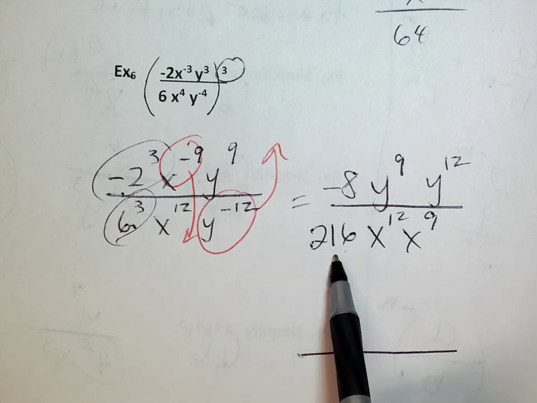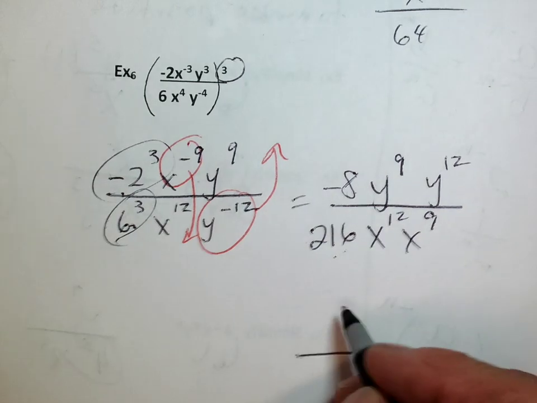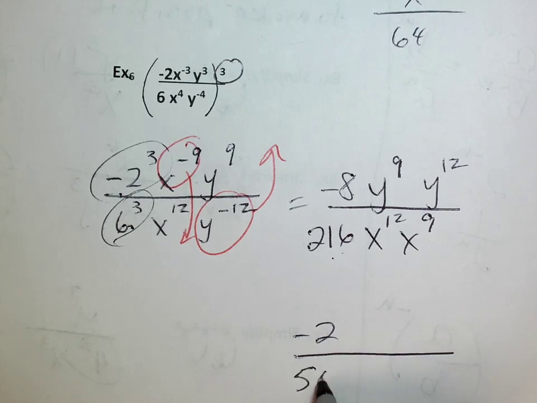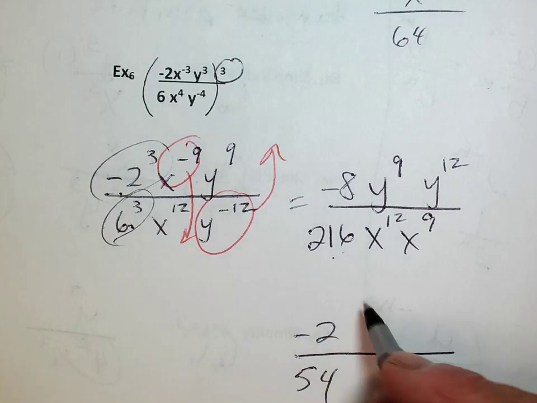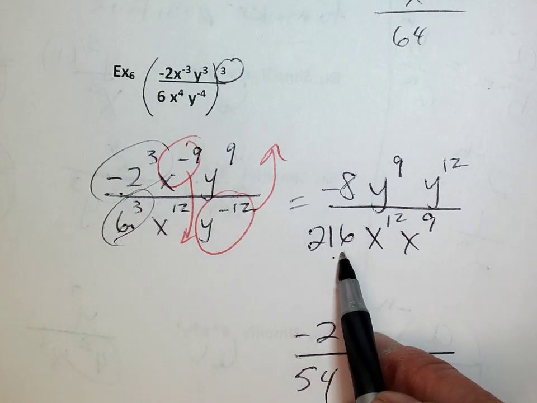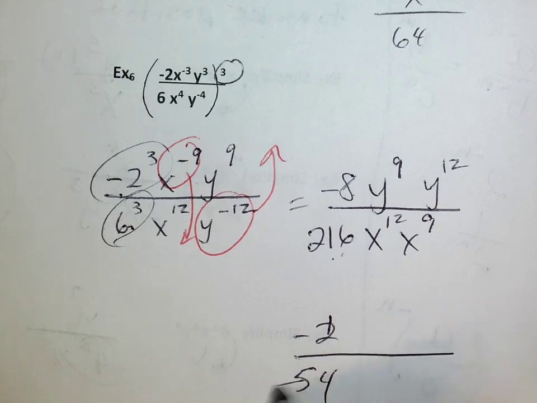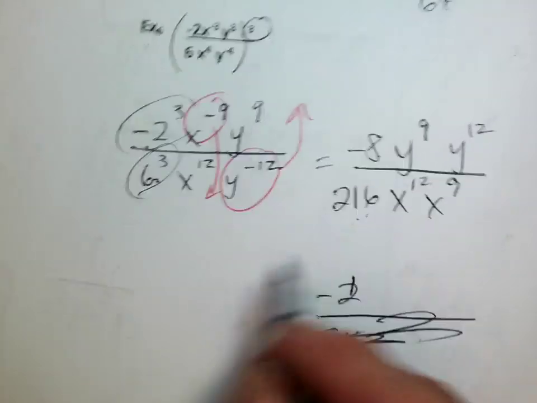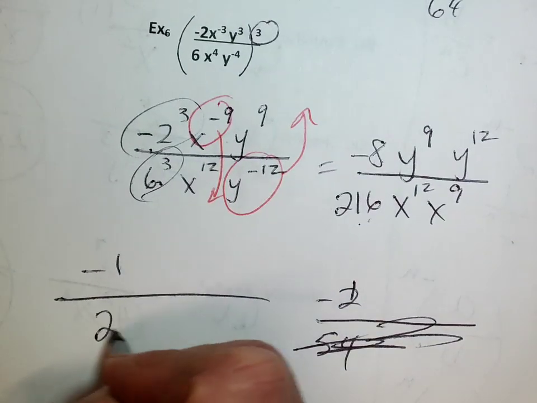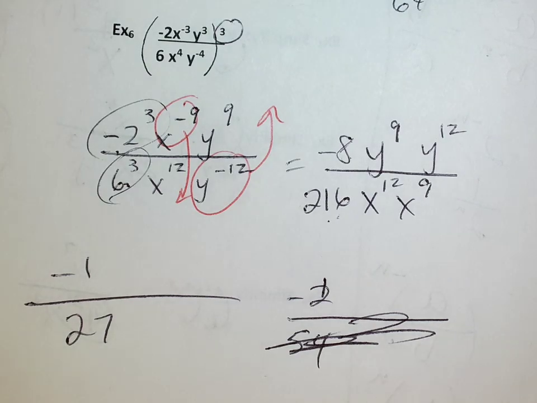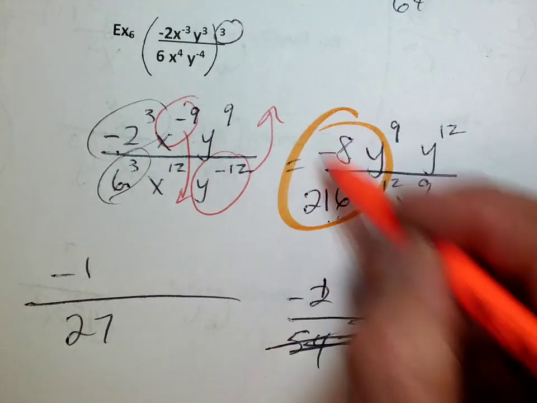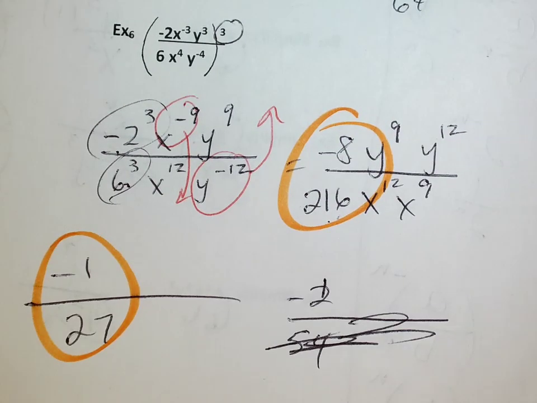Divide 216 by 4. 216 by 4, what do you get? 54. That's what I want. So I get a negative 254. No, that can't be right. Divided by 8. 216 divided by 8. Divided by 8, 27. Ah, there we go. Negative 1 27th. What in the heck were we just doing? We were just reducing that fraction. That's all we were doing.